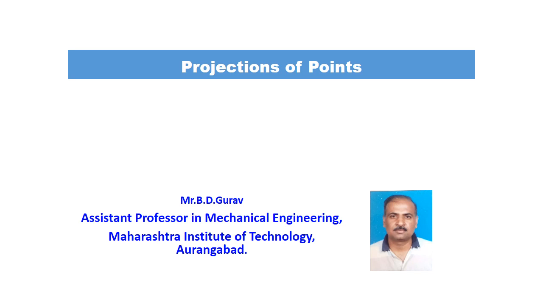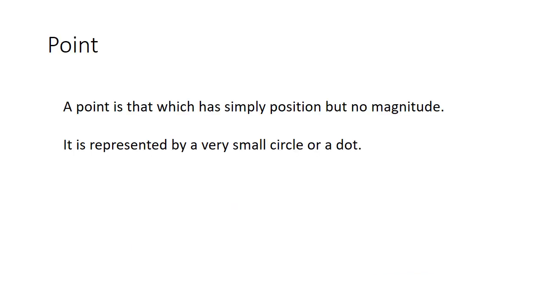In this session, we will discuss projection of points. Point, first we see what is a point. A point is that which has simply position but no magnitude. It is represented by a very small circle or cross.